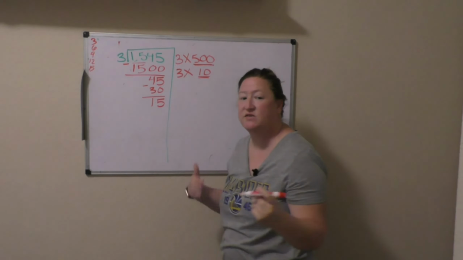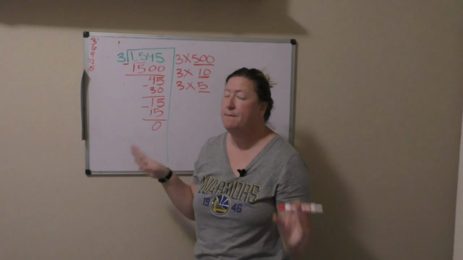I have to keep going until this answer is either less than 3 or a 0. Less than 3 means I have a remainder. 0 means I don't have a remainder, and it went in equally. So 3 goes into 15. 3 times 5 is 15. I'm going to subtract, and I get a 0. So that means that 3 goes into 1,545 equally. I don't have a remainder, but I'm not done yet.